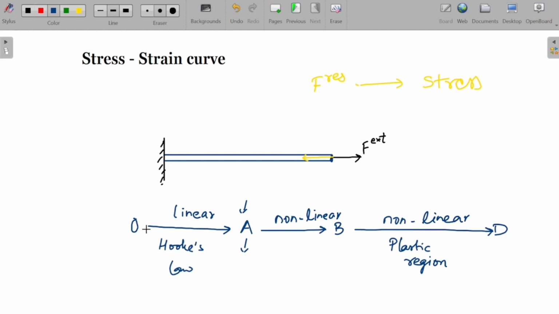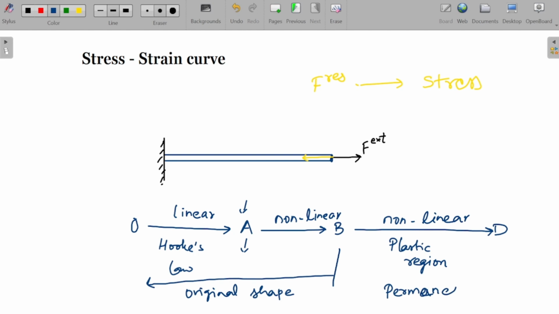Now, up to B, this material goes back to its original shape. But after B, if we remove the external force, the wire comes back, but it does not come back to its original length; it will lie somewhere here, which means there is some change in length. That difference is a kind of permanent shape, meaning it is no longer behaving like an elastic material.